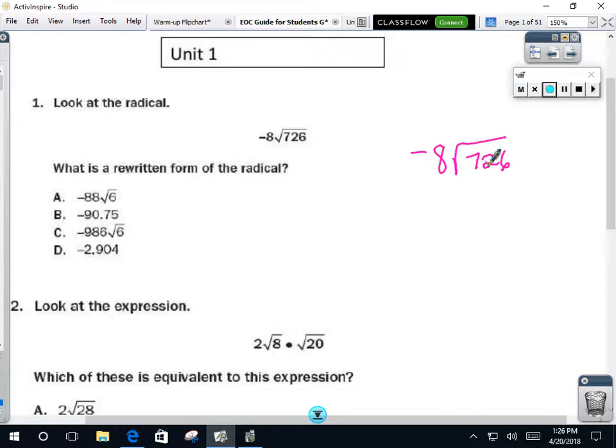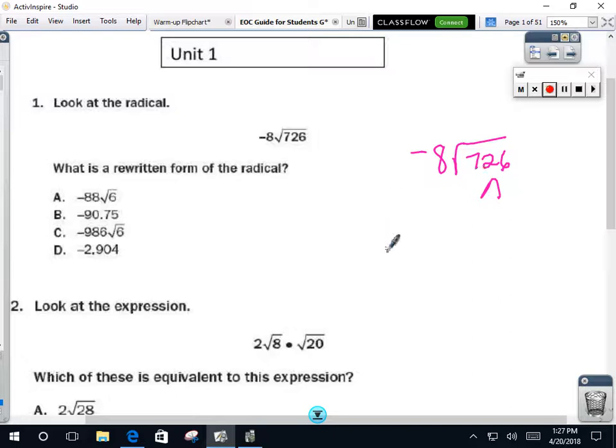Okay? But 726 is an even number, right? So couldn't you start by dividing it by 2? And you get 363. So you could go with 2 and 363 if you wanted, but I'm going to go bigger. I'm going to go 726 divided by 6. I know, which is why I'm telling you. I hope on the EOC, if it is on there, that it's something you can do in your head.